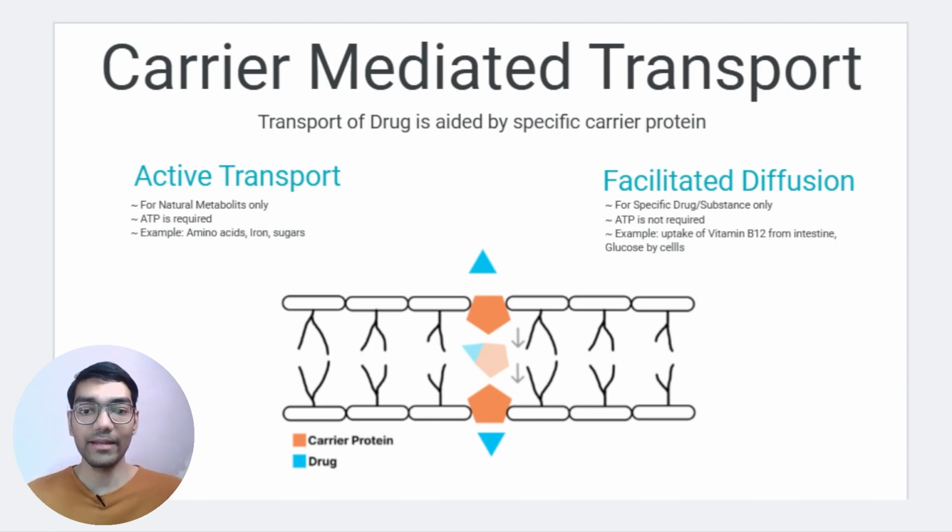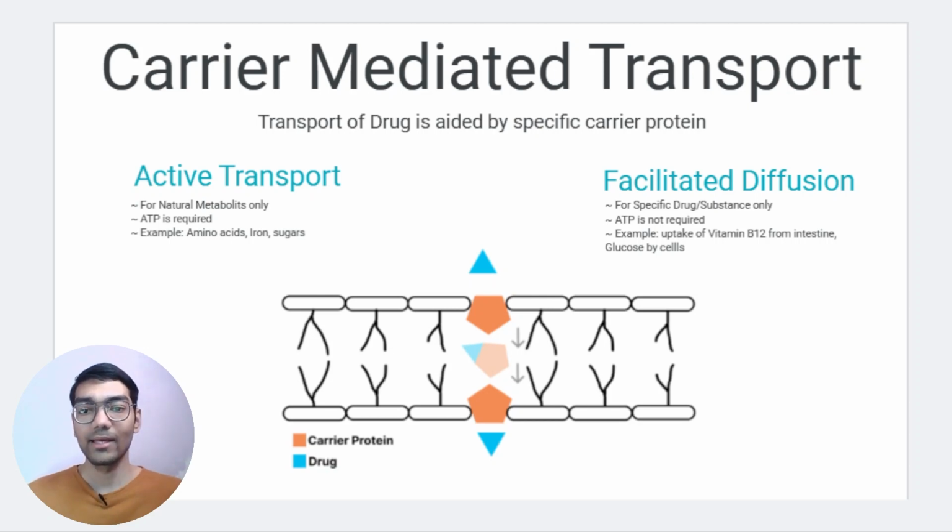Facilitated diffusion. In this, the carrier protein doesn't require any energy for transport, and the transport is in the direction of the concentration gradient, which means from high to low. So ATP is not required and it is energy independent. The carrier protein is highly specific, which means the binding site on the carrier protein is specifically designed to bind with a specific drug or chemical substance, and no other drug can bind with it if it's not meant to be. Examples of this can be seen in glucose uptake of cells and absorption of vitamin B12 from the intestine.